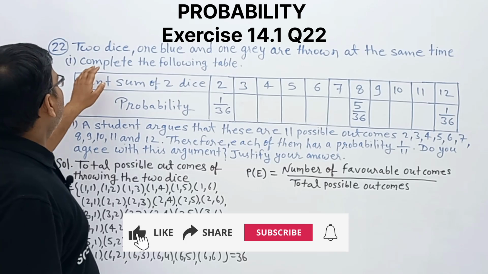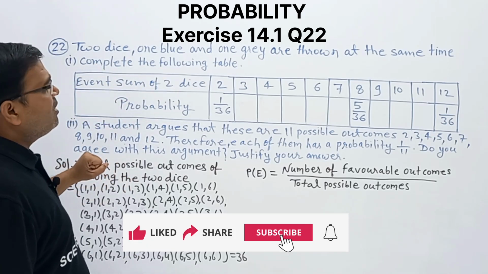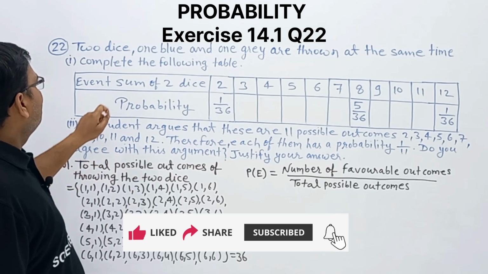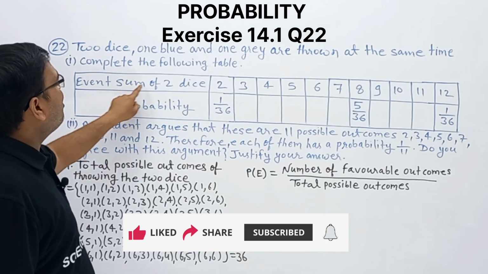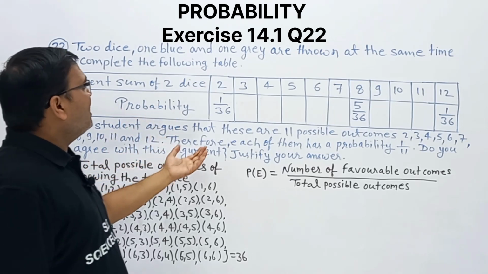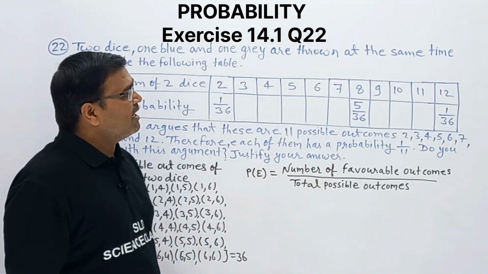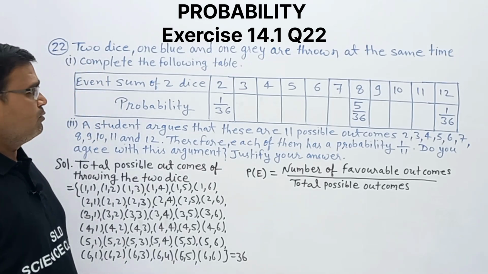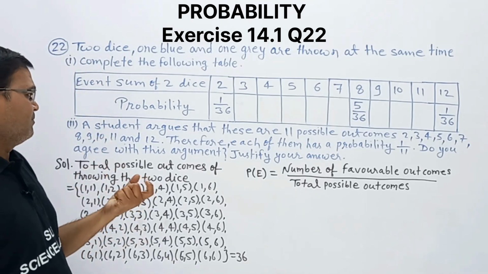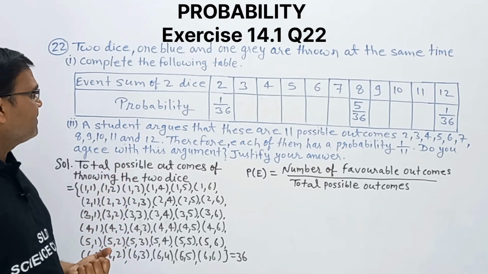Now the first question is to complete the following table. How will we complete this table? The event we have is the sum of 2 dice. The sum of 2 dice can be 2, 3, 4, 5, 6, 7, 8, 9, 10, 11, 12. We have these outcomes.